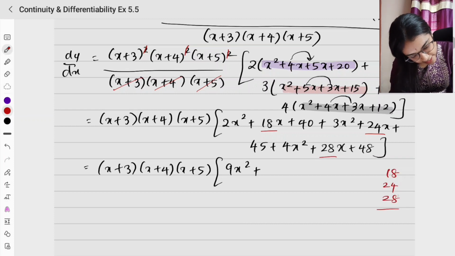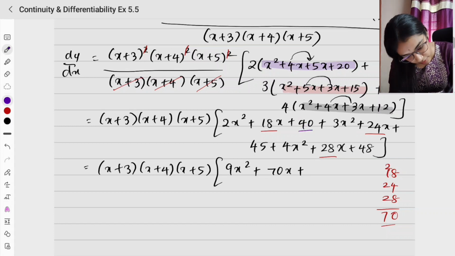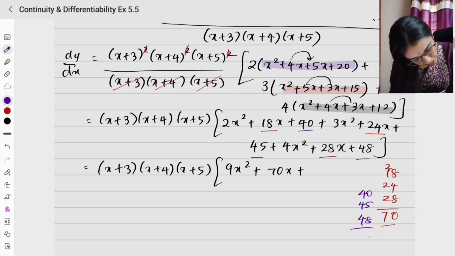So what will I have? 8 8s are 16, 16 4s are 20, 2 2s are 4, 6, 7, 70. So I have 70x plus, shall we add this term? 40 plus 45 plus 48. 40, 45, 48. 8 plus 5 is 13. 1, 4, 3, 12, 13. 133. So plus 133.